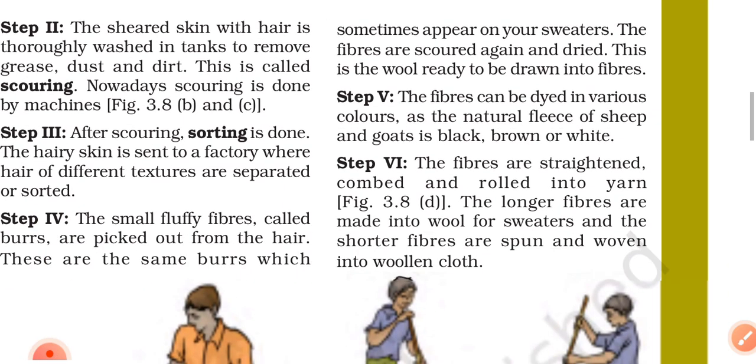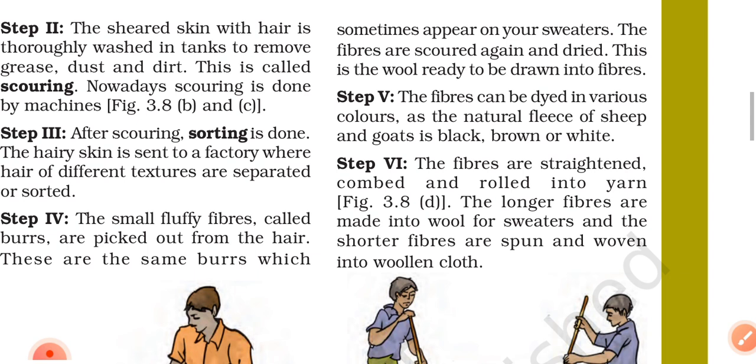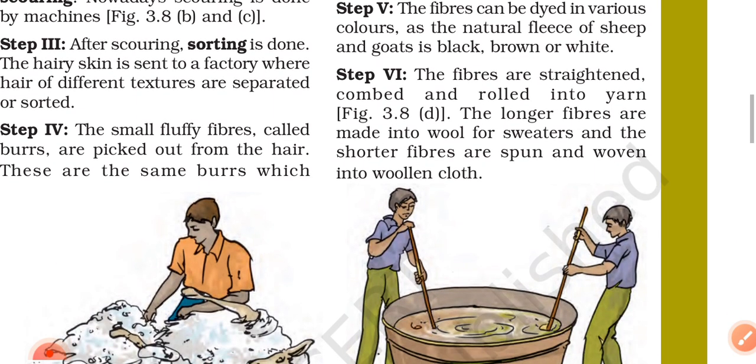Step 5. The fibers can be dyed in various colors, as the natural fleece of sheep and goat is black, brown or white. Step 6. The fibers are straightened, combed and rolled into yarn. Figure 3.8d. The longer fibers are made into wool for sweaters and the shorter fibers are spun and woven into woolen cloth.